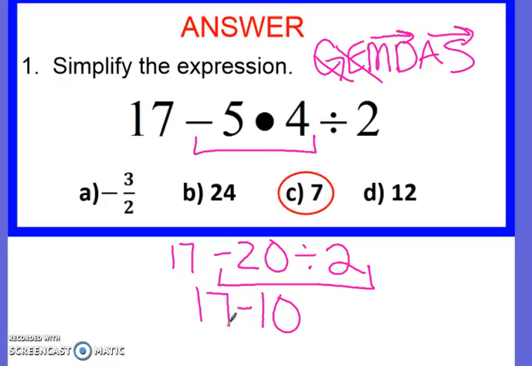And once again, you should type that into your calculator exactly as you see it, and sure enough, you will get 7. Next one.